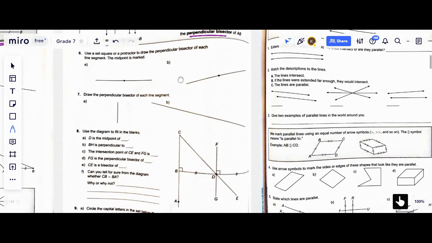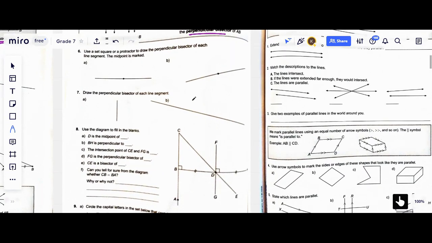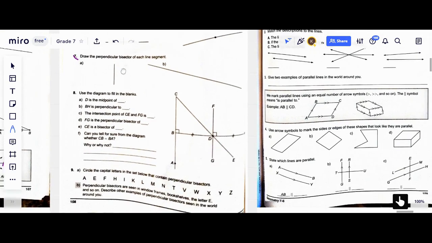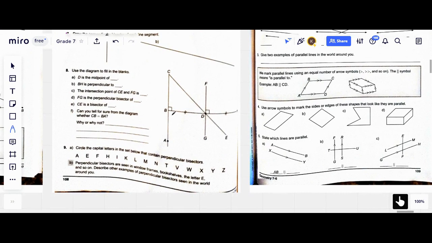So questions 6 and 7 are asking you to draw. Since we don't have protractors, we're going to be skipping those, but you're going to be looking at question 8, where we're looking at this diagram here. You need to remember that whenever we are labeling a line, we're going to need to use two letters. So for example, 8A says D is the midpoint of, so if I look here, this line, I'm pretty sure that's an H in your book, it just didn't scan very well.